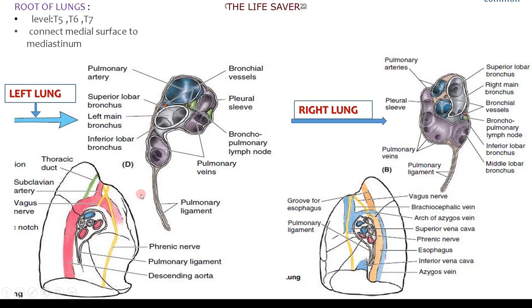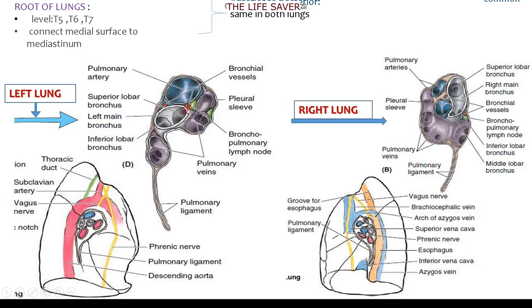Now we are going to discuss the order of the different structures which are present in the root of both lungs in detail. First of all, from anterior to posterior, the structures are always present in both the lungs in the same order. Which means, first of all, we have to understand which is the anterior border of the root of the lung. The area where the pleural sleeve is present is referred to as the anterior border, and the pleural sleeve is the area where the visceral and the parietal pleura combine with each other. This is the anterior border of the left lung, as the pleural sleeve is present here, and this is the anterior border of the root of the right lung.